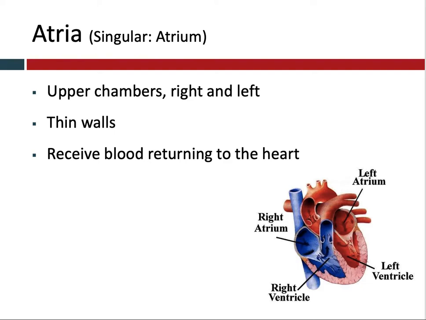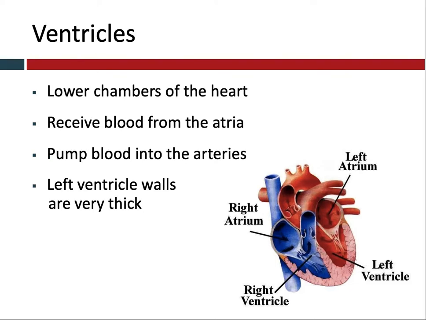The ventricles are the lower chambers of the heart. They're much bigger than the atria, and they're going to take the blood that they get from the atria and then pump that blood into arteries leading away from the heart to go wherever they need to go. The left ventricle walls, as I mentioned before, are very, very thick, and they're a lot thicker in comparison to the right side of the ventricle.